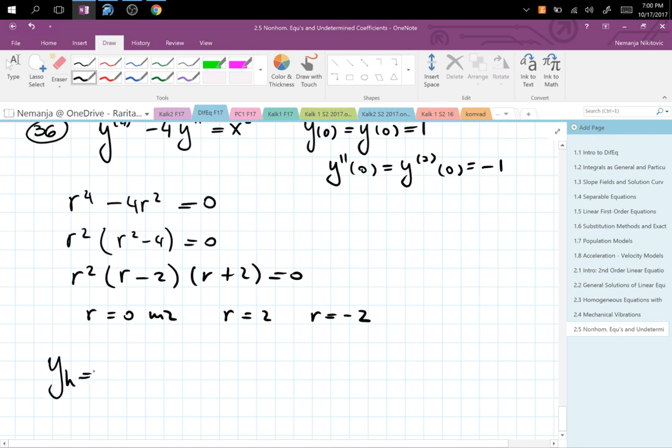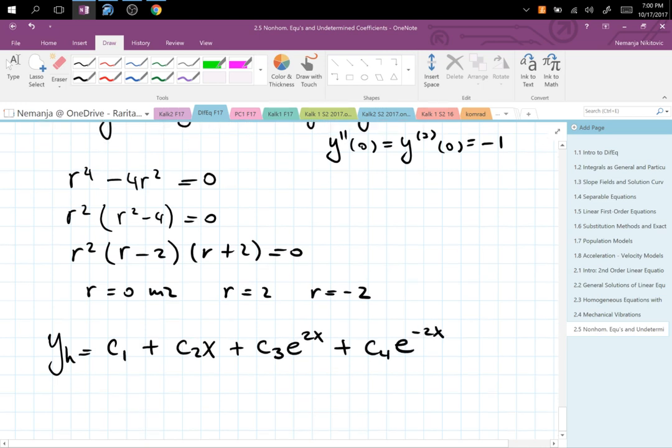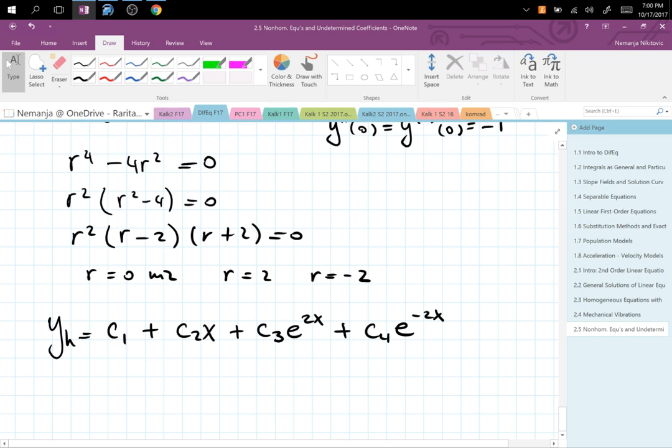y homogeneous is equal to, for r equal to 0, c1 e to the 0, so just c1, plus c2 x e to the 0, but e to the 0 is 1, plus c3 e to the 2x plus c4 e to the negative 2x. 1, 2, 3, 4 in our superposition, and it was the 4th degree, so we're good there.